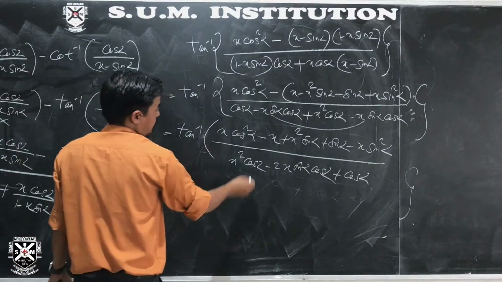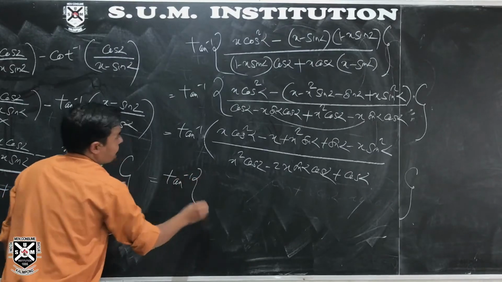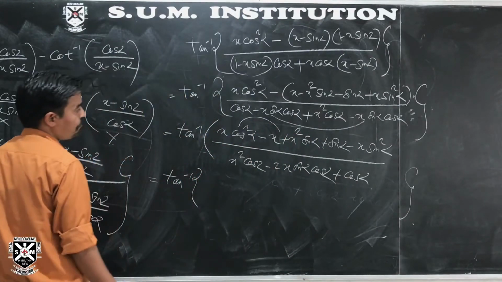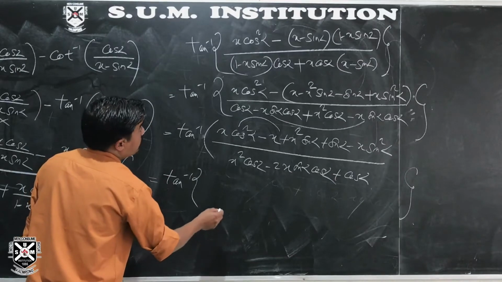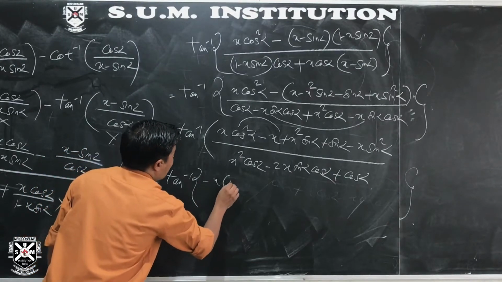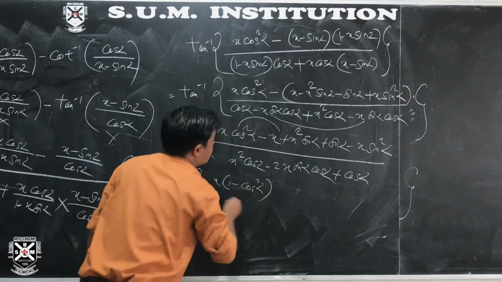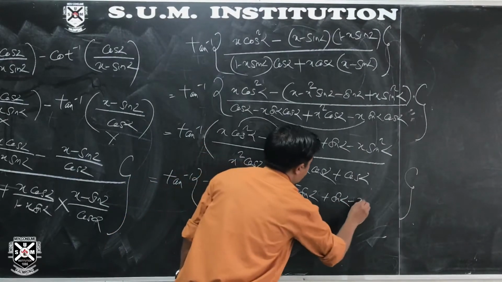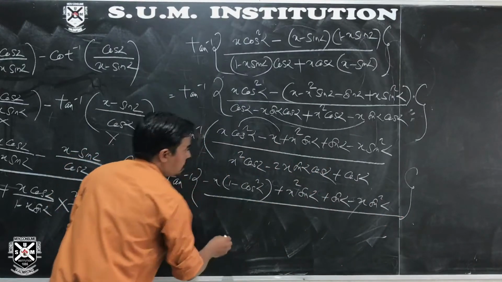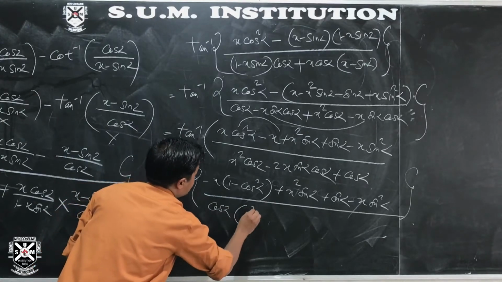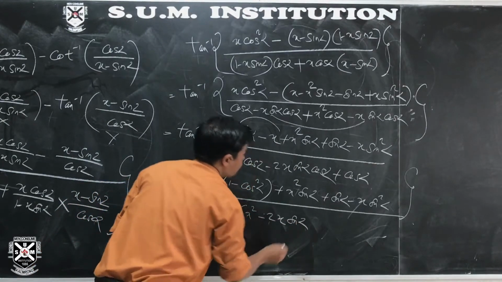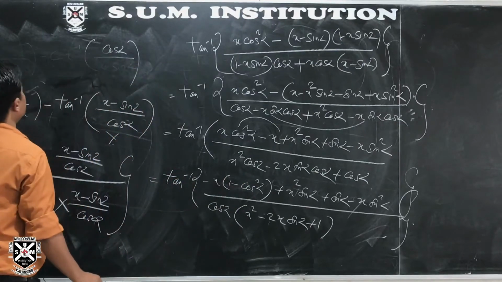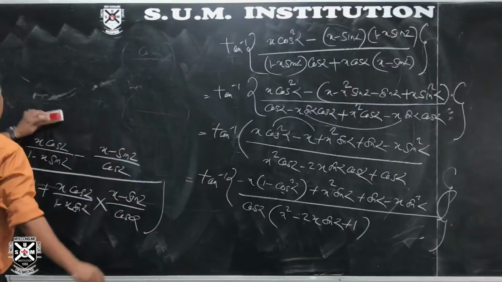Now, taking tan inverse, here we take minus x common. It will be 1 minus cos square alpha plus x square sin alpha plus sin alpha minus x sin square alpha, upon, taking cos alpha common, x square minus 2x sin alpha plus 1. So, 1 minus cos square theta is sin square theta. That means 1 minus cos square alpha is sin square alpha.